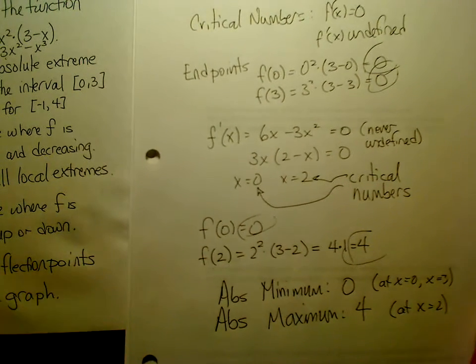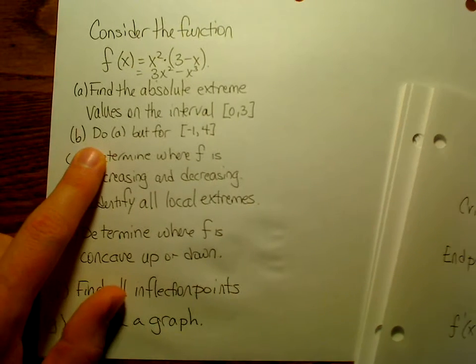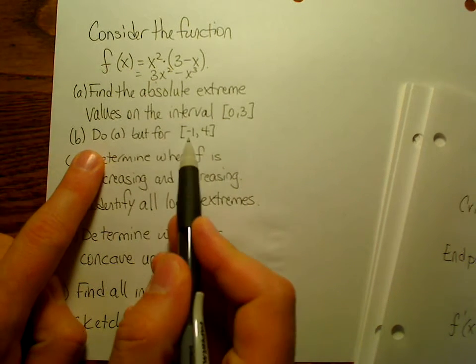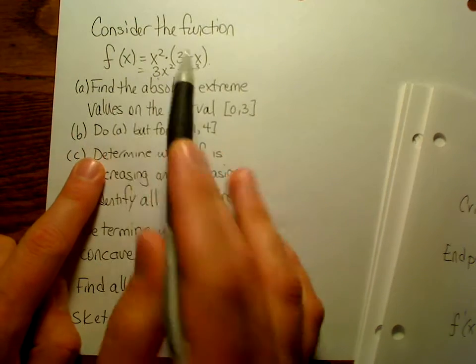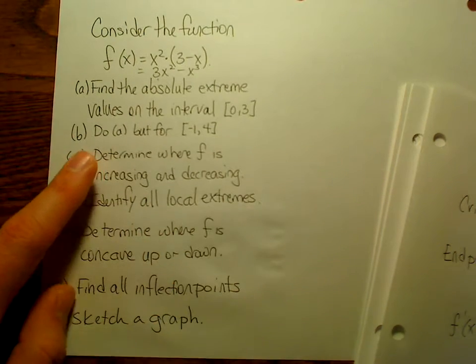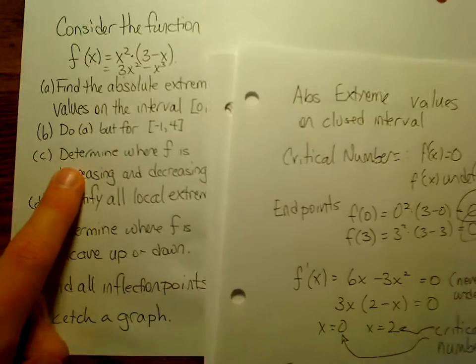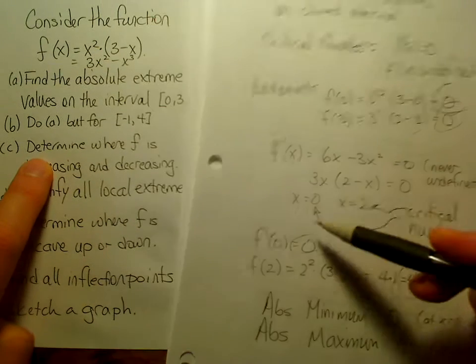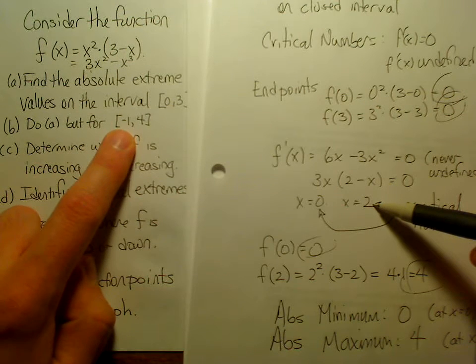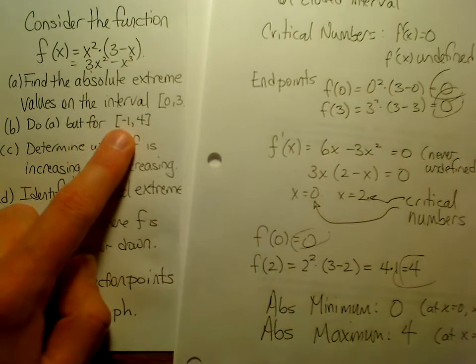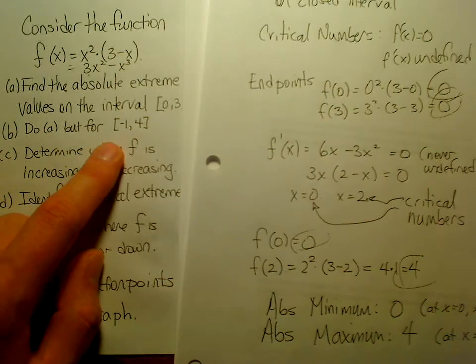The only real difference for part B, do A but for the interval from -1 to 4, is just the endpoints are different. The critical numbers are the same. Those are really based on the function. The endpoints are based on the interval you're given. And for what it's worth, this doesn't happen here, but it's entirely possible these critical numbers 0 and 2 lie outside the interval they're asking about. It doesn't happen here, but it could. You don't look at that critical number anymore. It's off stage. You're not interested.